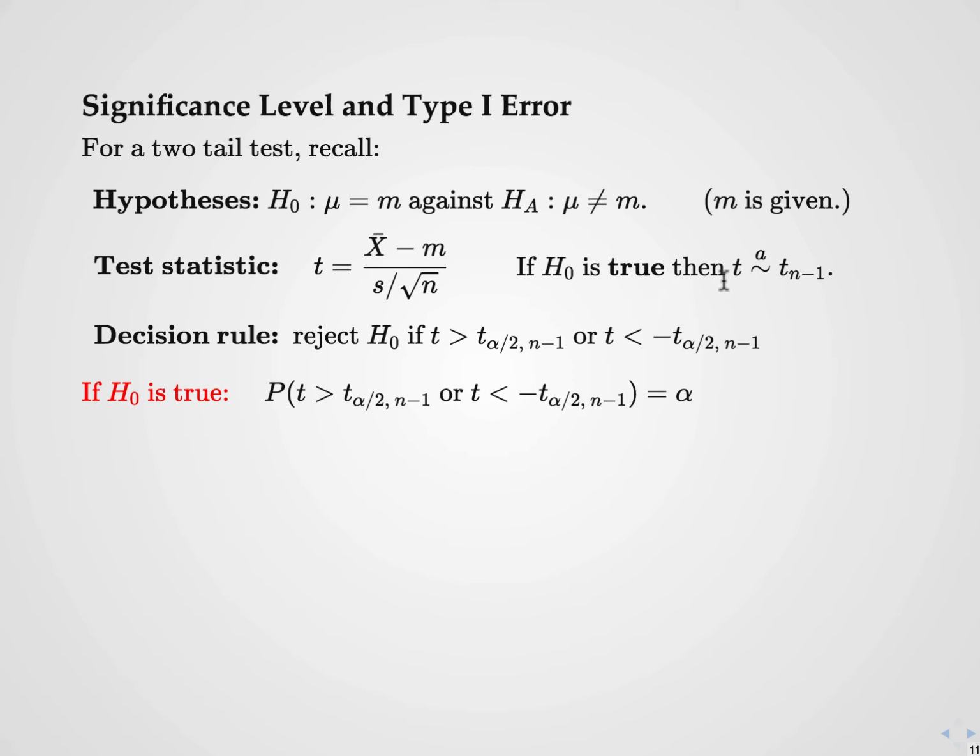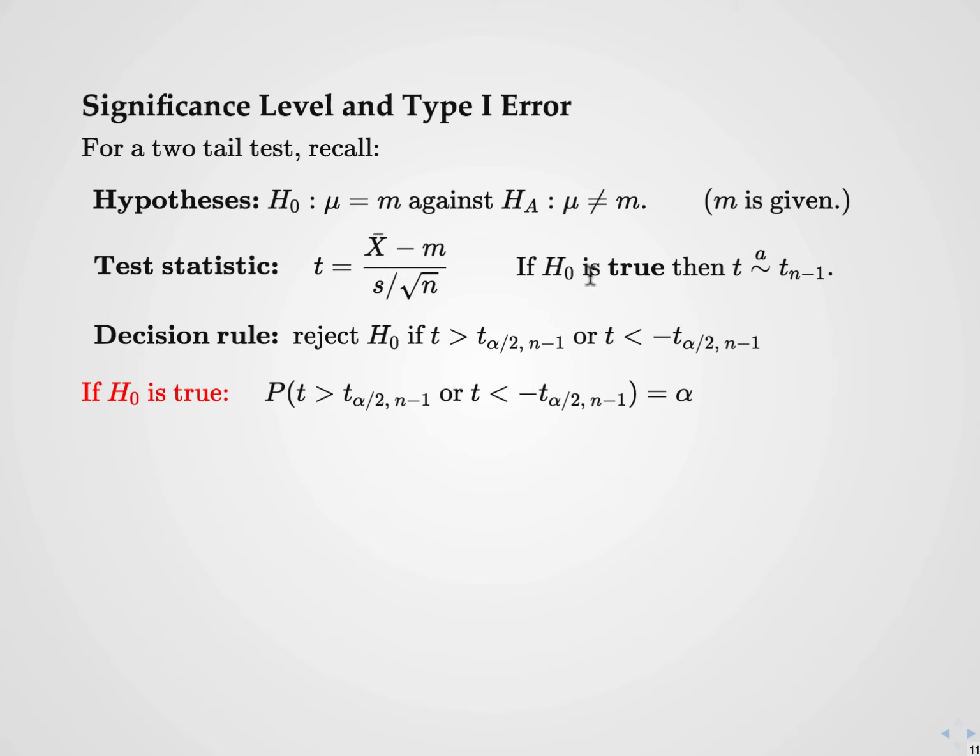Alright, so this approximate t-distribution holds if the null hypothesis is true. This is important. Okay, so if the null hypothesis is true, in other words, if mu is equal to m, then this t-statistic has x bar minus mu on top, and the central limit theorem is working here, and when we divide by s, we get the t-distribution. So that's from a couple of lectures ago.